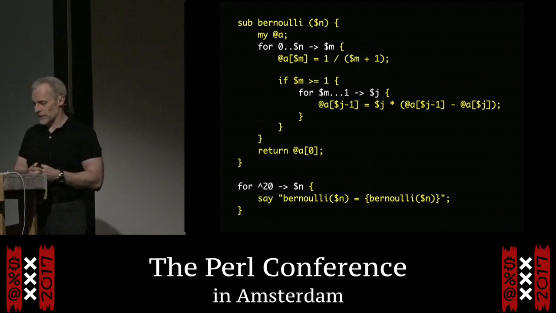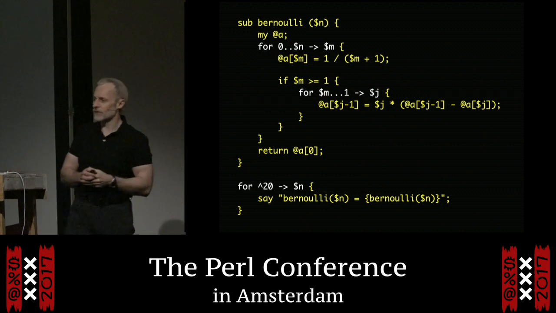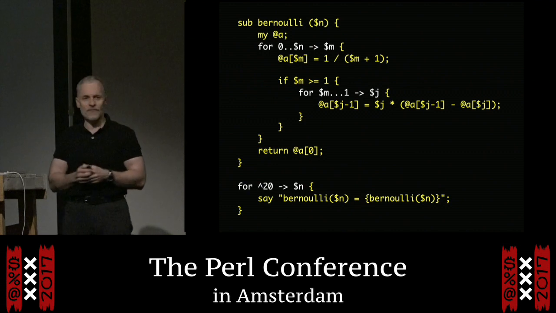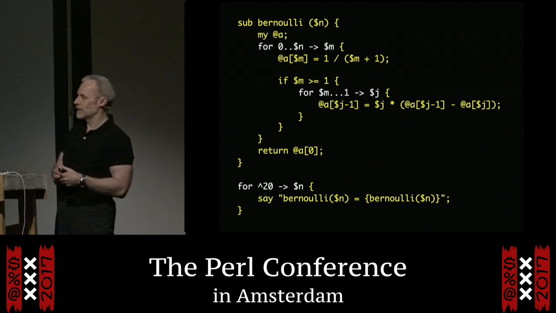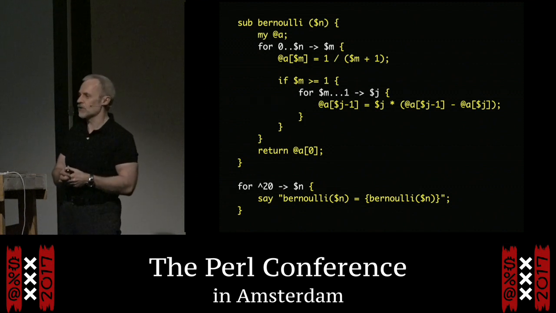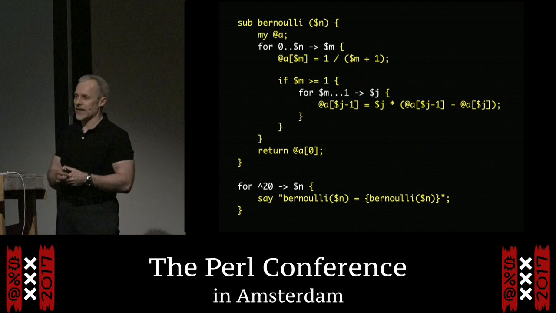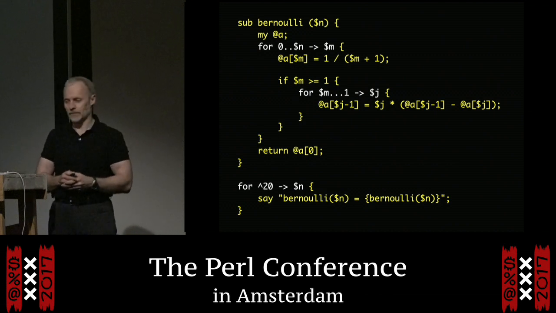And better still, down the third one there, for ^20. The ^ operator in Perl 6 is the count up from 0 to less than operator. So you say for ^20, you're saying for 0 through 19. Because about 80% of for loops start 0 dot dot and then finish x minus 1. And you just don't have to think about that anymore.